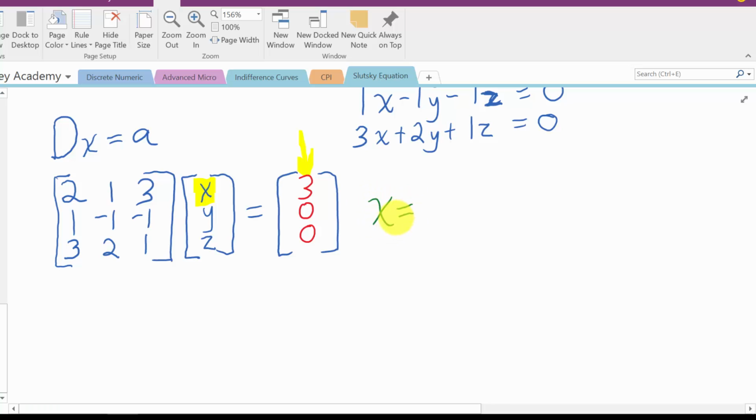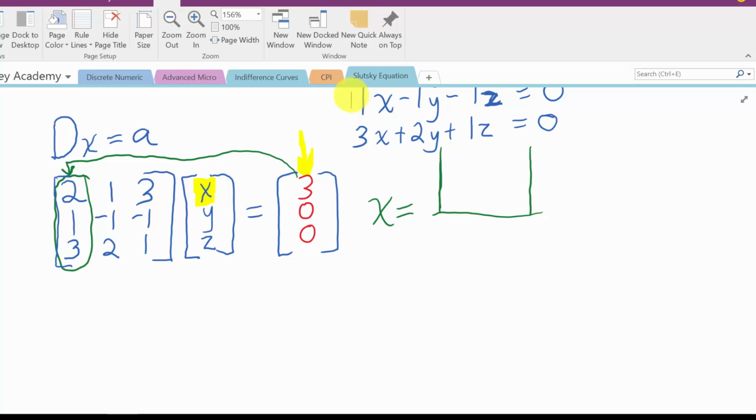x is going to be equal to, we make a determinant, and the determinant we want to set up, what we want to do is take this vector and replace these values that are the coefficients for x, replace those with the 3, 0, 0. So we take the 3, 0, 0, and then we keep these other values in this matrix the same. So 1, minus 1, 2, 3, minus 1, 1.